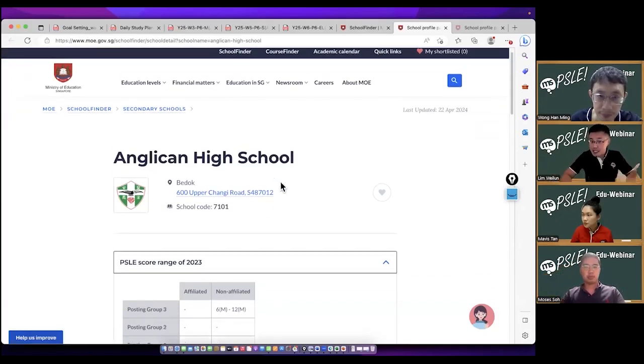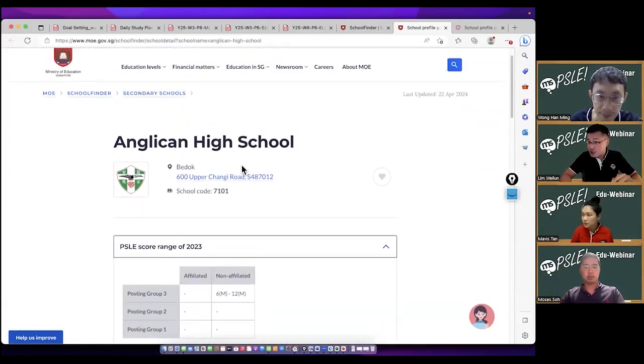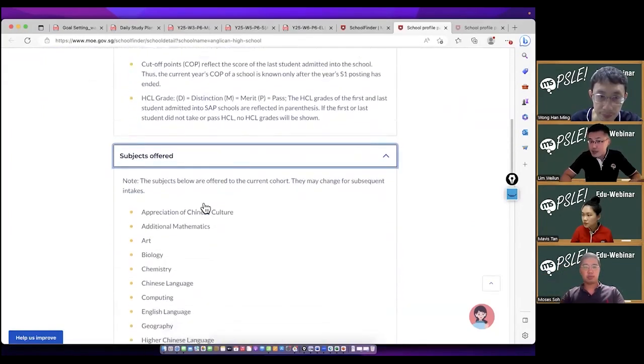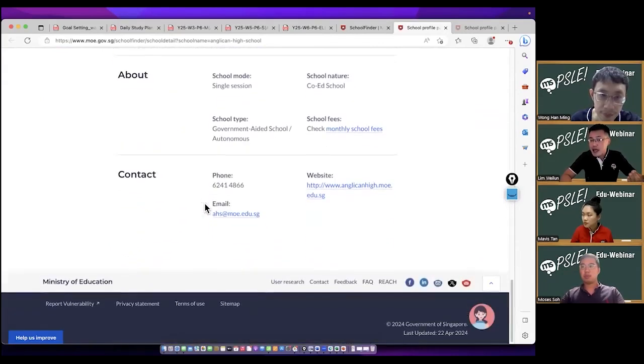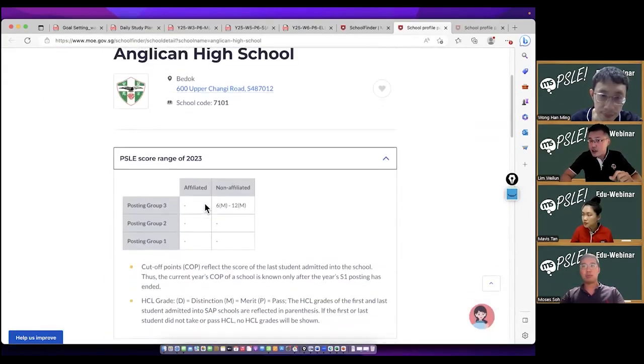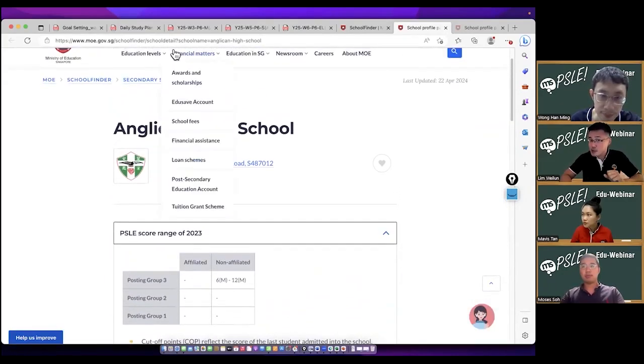That is something you can see if you look at the MOE SchoolFinder itself, like for example, the Anglican page, you can already see the details of what they offer. Plus, you can also go to the school website itself to find more information on that too. Okay? Yeah. So that is the first part I wanted to highlight.